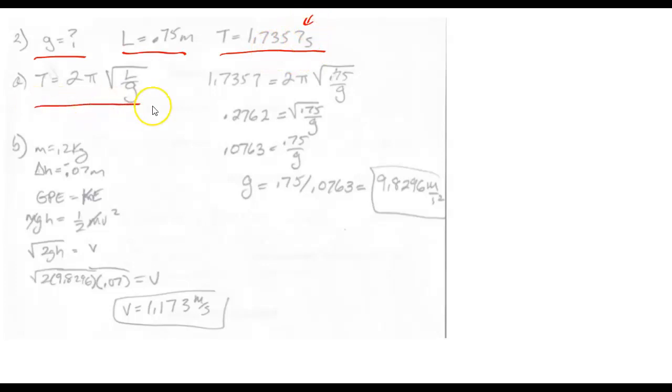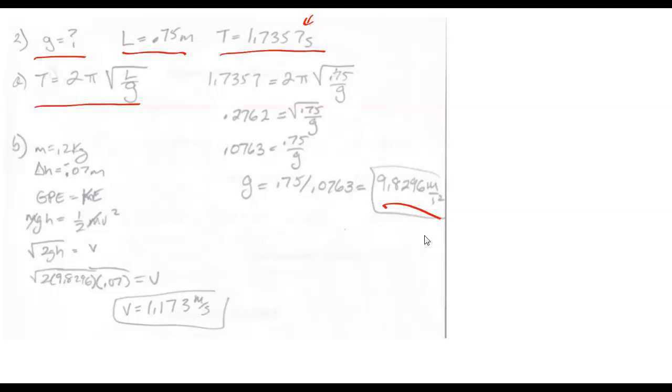The equation for period is just 2 pi times the square root of L over g. We're going to solve for g first here. I plugged in and solved for g, and I got 9.8296. This is not exactly the average value that we use. It's a very specific value, but that's okay. That's the gravity that the pendulum is undergoing.